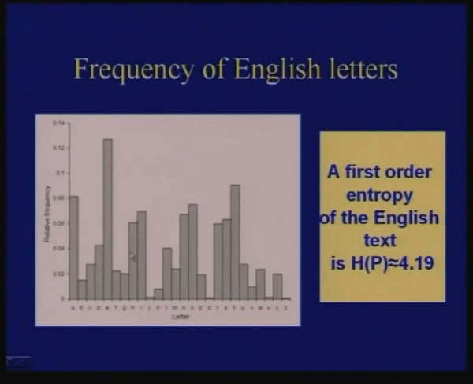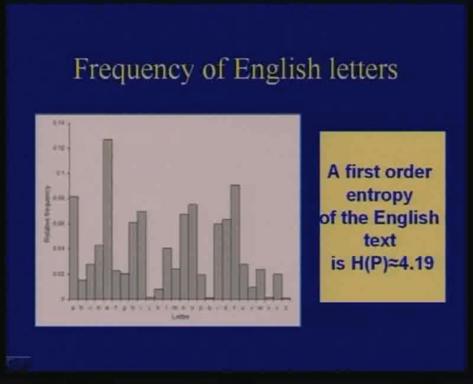This is a graph which shows how the English language characters in general vary. If you just do a first order entropy, that means you take one particular letter, consider its probability, and feed it into the formula, negative sigma of p(x_i) log p(x_i). Then the first order entropy of English text works out to 4.19.